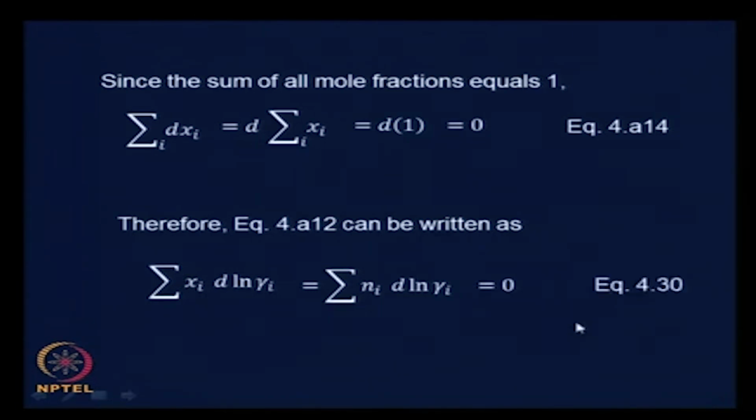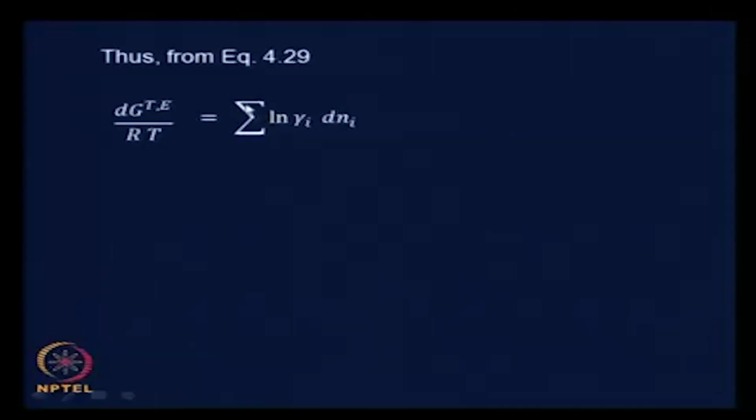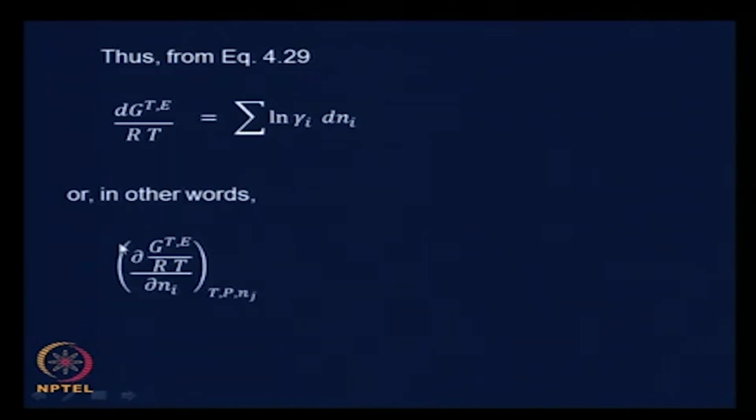This was our equation 430, and from here, when we went back to the expression for dGE, we had those two terms, we had gotten rid of one term, and therefore only one term remains here, dGE by RT equals sum over ln gamma I dni. This is what we are left with in a nice way. But what this also tells us is, if you take the partial derivative with respect to a certain ni with temperature, pressure and all other n's remaining constant, then that would actually give us ln gamma I.